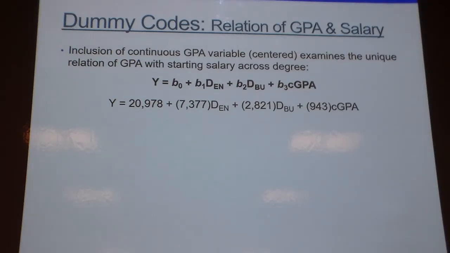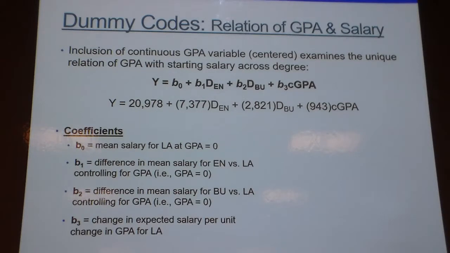What we're going to do is we're going to look at the unique effect of degree type and GPA on starting salary, right? So what we do is we regress starting salary onto a dummy code for engineering, onto our dummy code for business, and then onto our centered GPA variable, and this is the equation we get, right? If we want to take a look at our coefficients, beta naught, this is still the mean salary for liberal arts majors, holding GPA constant at 0. And in this case, it means the mean. Which mean? The grand mean, right?